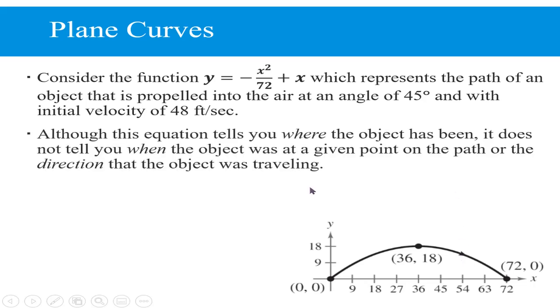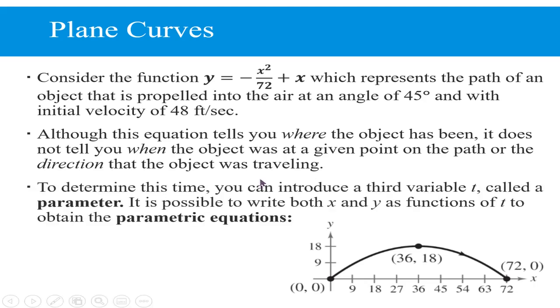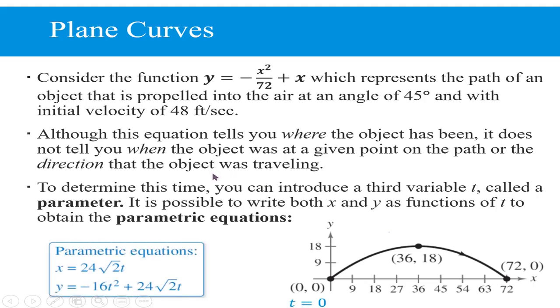Even though this equation tells you where the object has been, it does not tell you when the object was at a particular location. So in order to do this, you can introduce a third variable called a parameter. We're going to call it t, usually because it's for time. Then it's possible to write two functions for x and for y that are both in terms of t. This is called parametric equations. And here are the parametric equations for this graph.